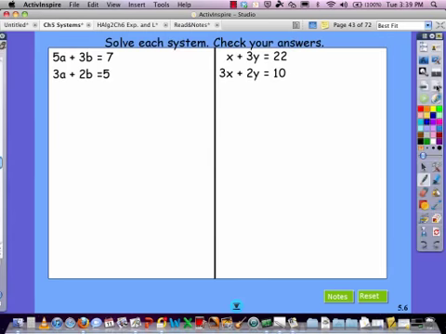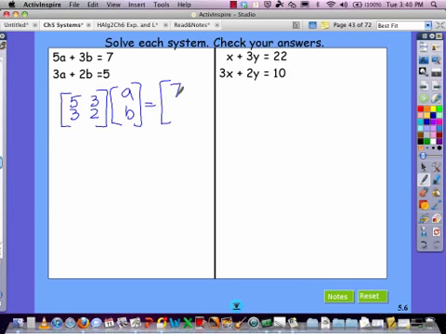Solve each system and check your answers. Now, it really doesn't matter, but I'd like to do an A-B just because we've done an XY before. So start off, and this is what I would like to see for how you would write these. Start off with changing your equation to a matrix system. So put your coefficients in, 5, 3, 3, 2. Your variable matrix, A, B, has to equal our 2 by 1 constant matrix of 7, 5.